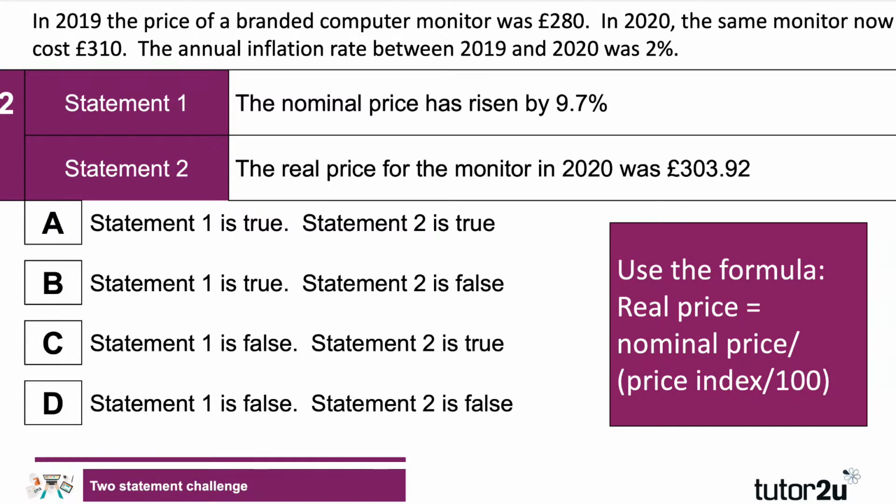In 2019, the price of a branded computer monitor was £280. In 2020, the same monitor now costs £310. The annual inflation rate between 2019 and 2020 was 2%. So statement 1 says the nominal price has risen by 9.7%. And statement 2 says the real price for the monitor in 2020 was £303.92. So have a go at that and try and put your answers in the chat if you can.